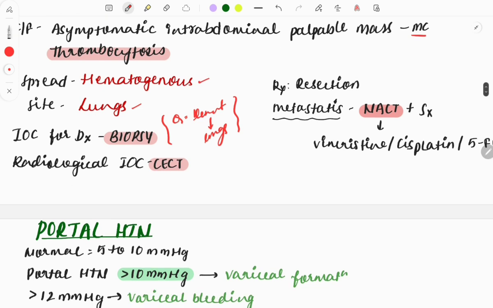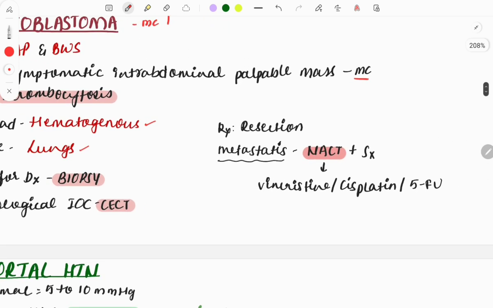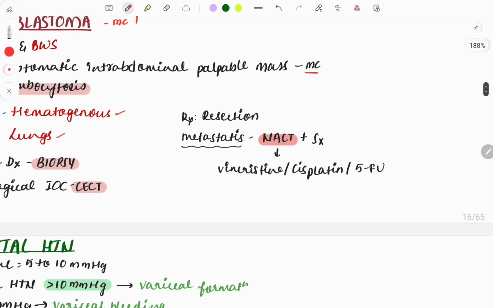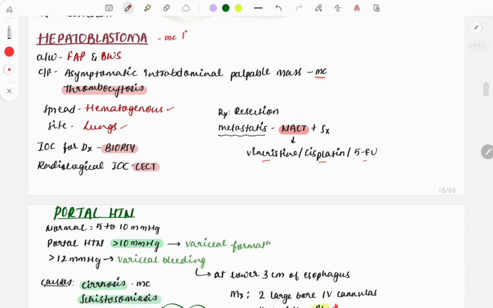Then the investigation of choice is biopsy, and the radiological investigation of choice is CECT. Then treatment is resection, and for metastasis you will use neoadjuvant chemotherapy plus surgery. Okay, remember these chemotherapeutic agents because this can be asked in the exam.